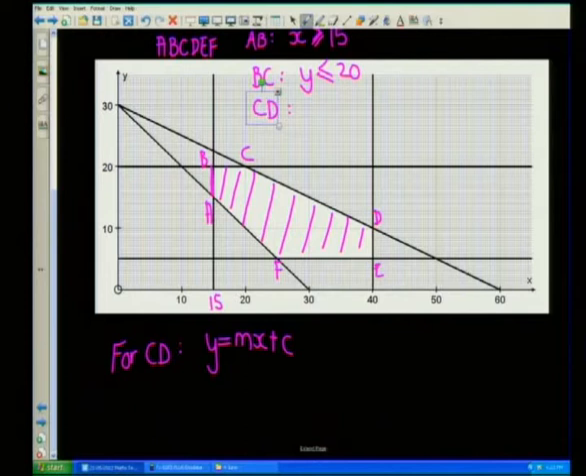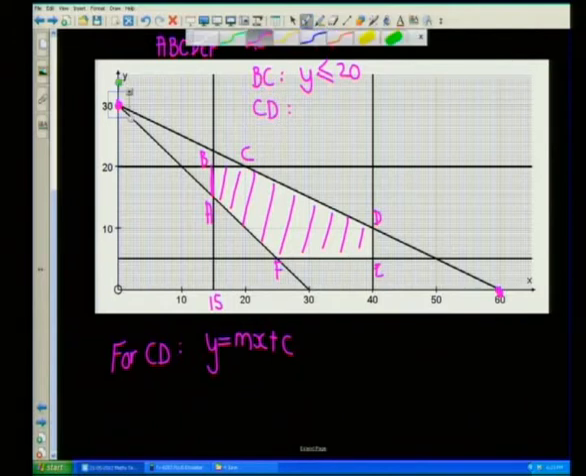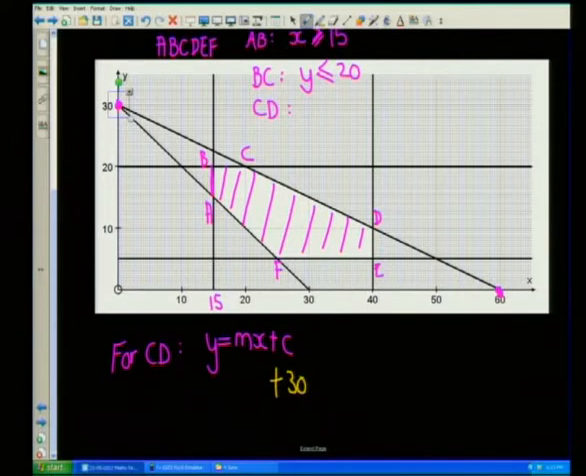Now, if I have a look at this line CD, it cuts here at 30, and it cuts here at 60. Now, that immediately tells me that my y cut is going to be 30. So I've got that reading it straight off of my axis. So my y cut is 30. Now what I need to do is work out my gradient.